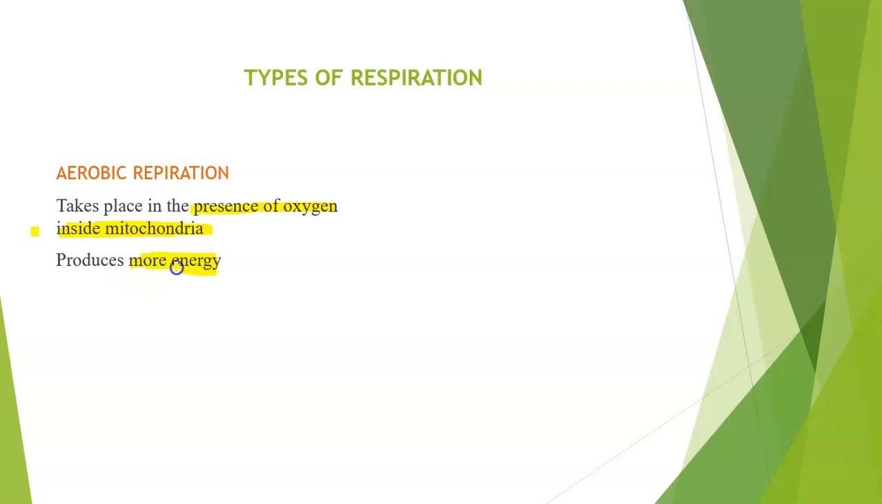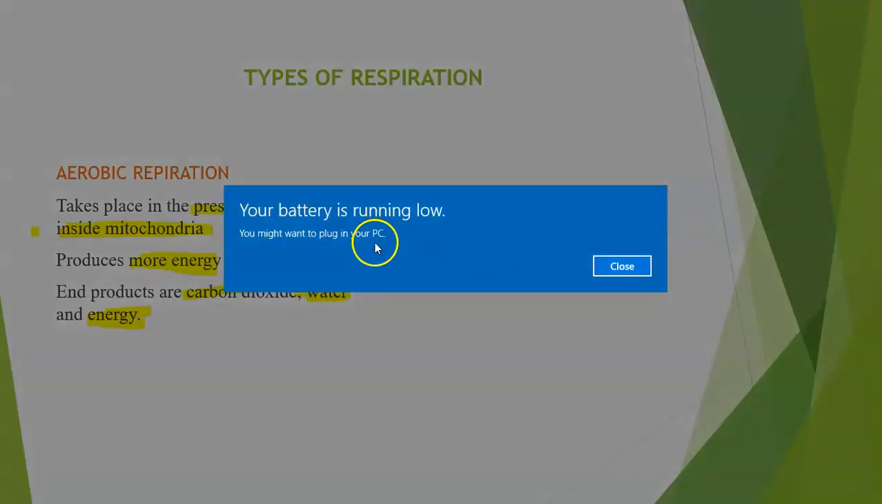When you compare with the other type of respiration, aerobic respiration produces more energy. Now what are the byproducts of aerobic respiration? The byproducts of aerobic respiration are carbon dioxide, water, and energy. So energy is produced, and along with energy, carbon dioxide and water are also produced. So this is about aerobic respiration.